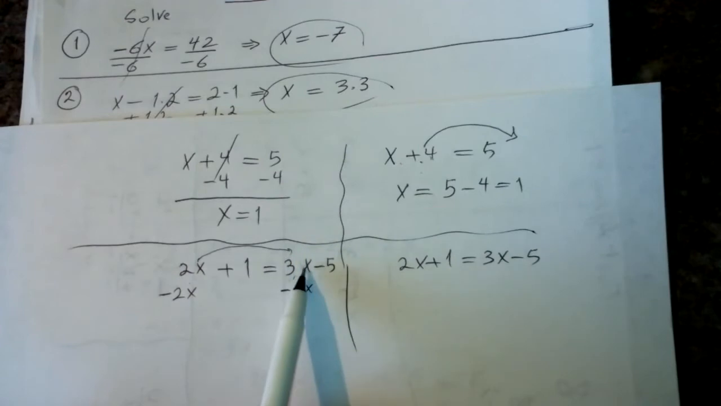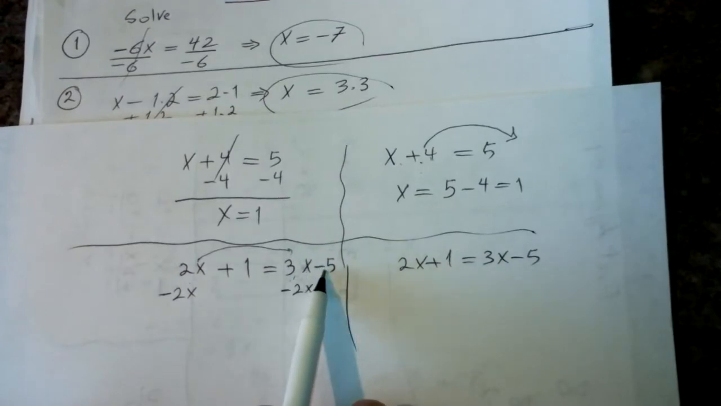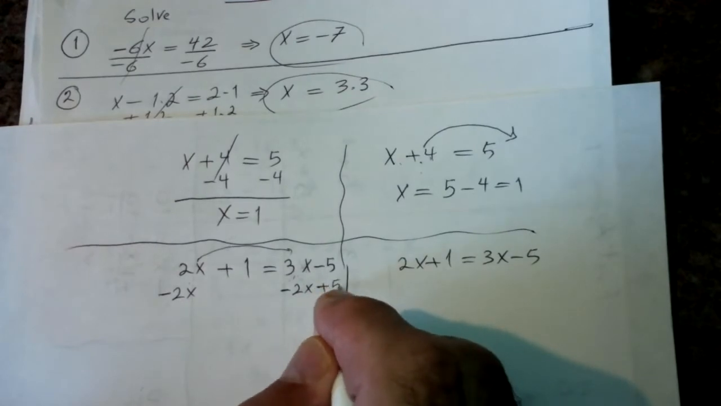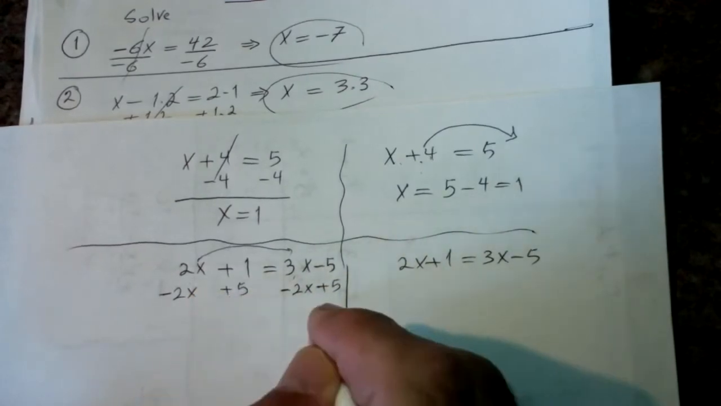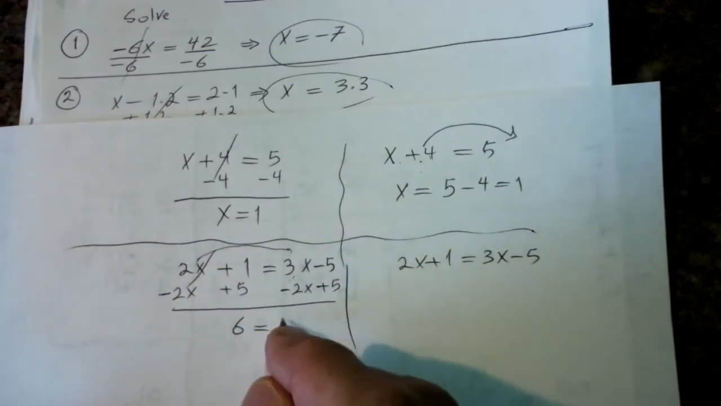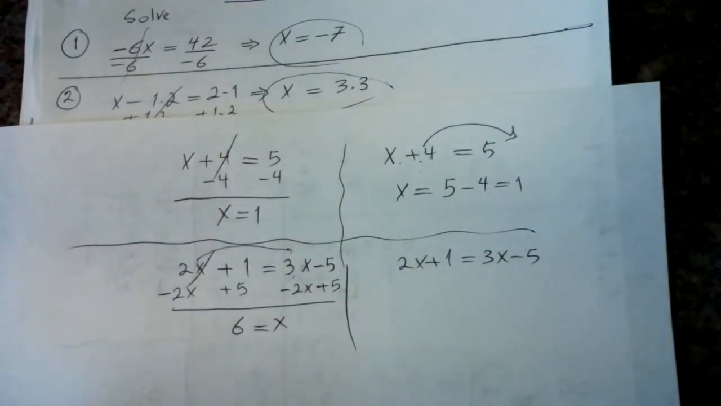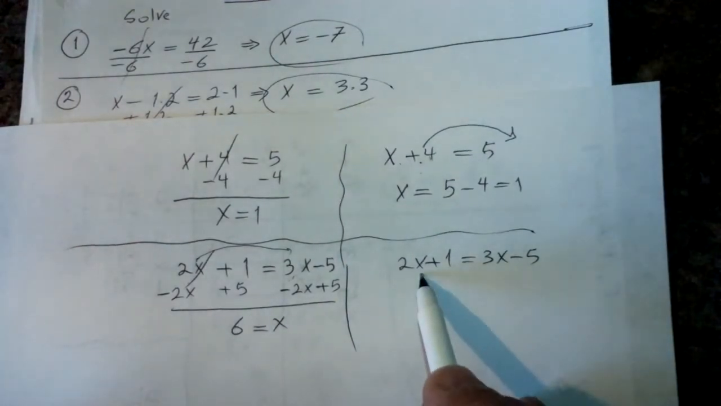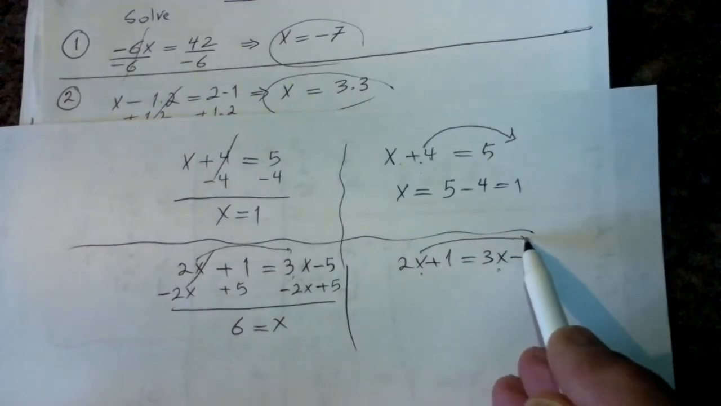Since we are collecting x on this side, then I have to bring -5 to that side. So I put a +5 here and +5. See, in that case, I have 6, and here I have x. Or you could do it this way. I want to move 2x from this side to that side.